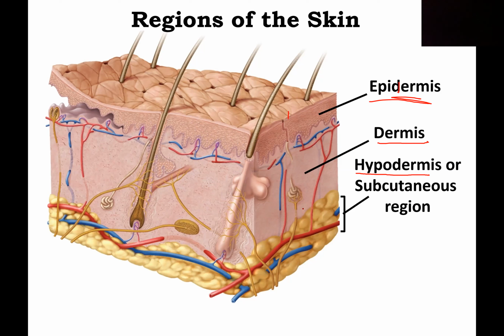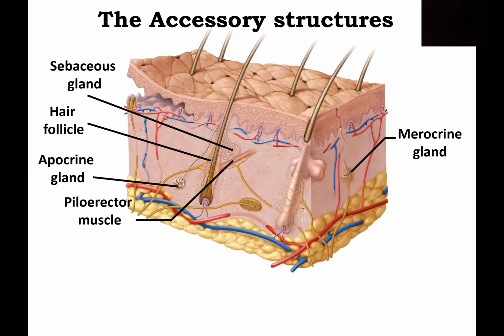So these are regions of the skin, not layers. These are segments of an organ, because an organ has to have multiple types of tissues. In addition to the skin, we also have the accessory structures. So you have several of them labeled here.